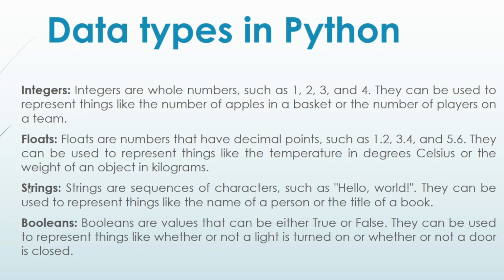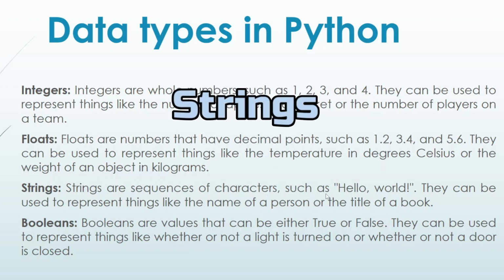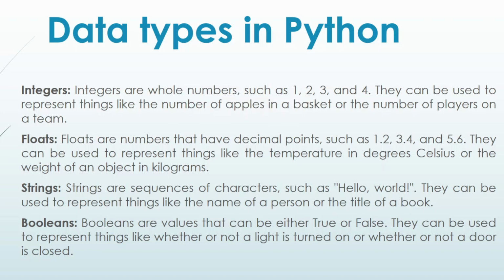Then strings. Strings I have already explained. Strings are sequences of characters such as hello world. Or they can be used to represent things like the name of a person or the title of a book, anything. Wherever we are writing text, that kind of data is called strings.